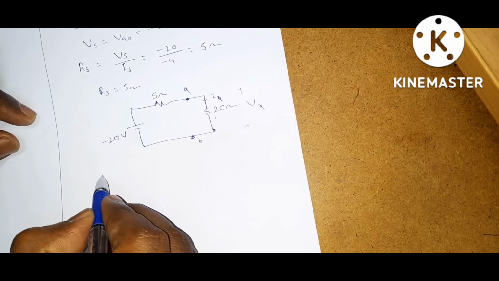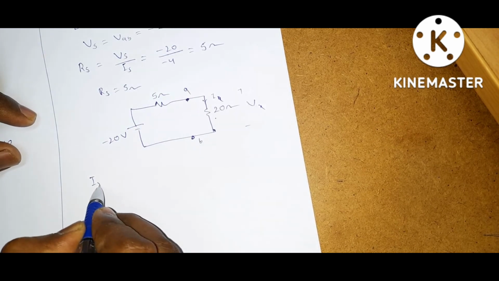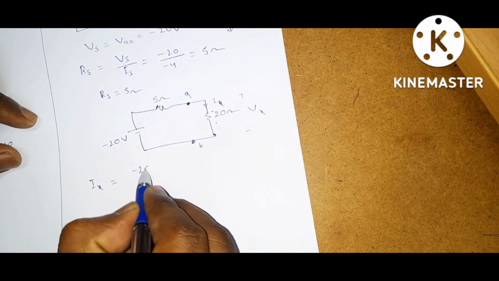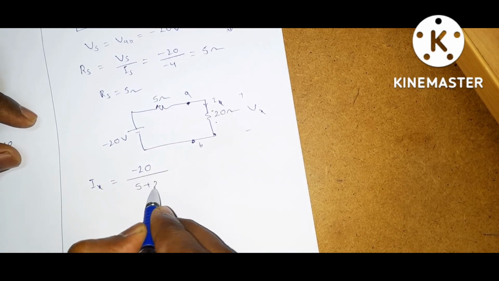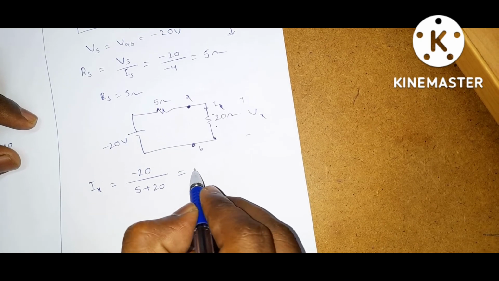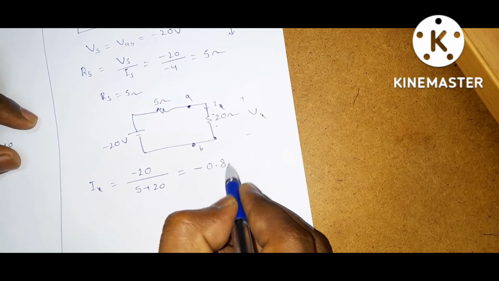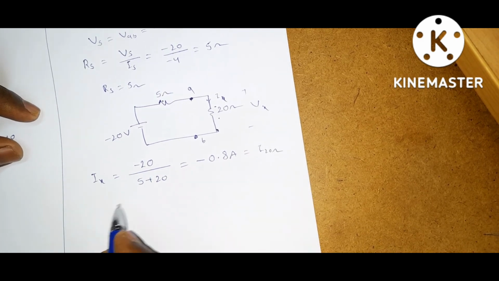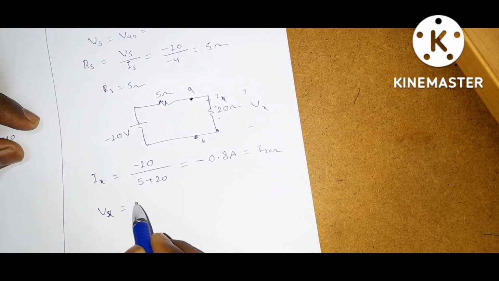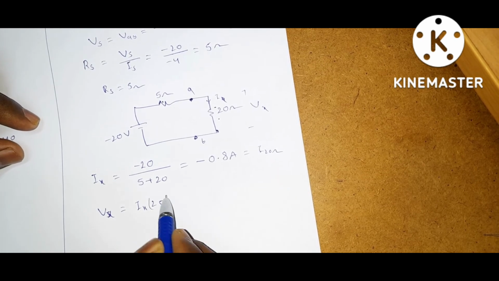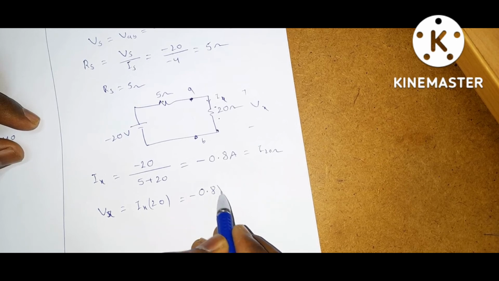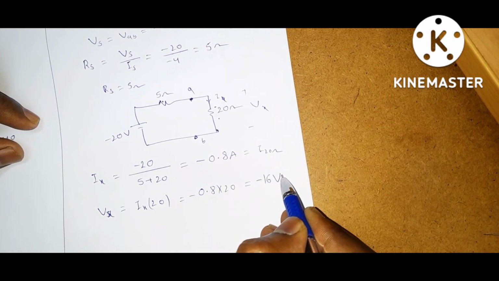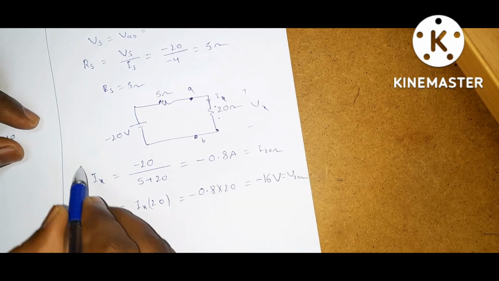Now what is VX or IX? By Ohm's law, IX is equal to V by R. These two resistors are connected in series. So this is minus 20 by 5 plus 20, minus 20 by 25, minus 0.8 amps. So it is the current flowing through the 20 ohm resistor. Now what is VX? VX is equal to IX into 20. So minus 0.8 into 20 is equal to minus 16 volts. This is V20 ohms.